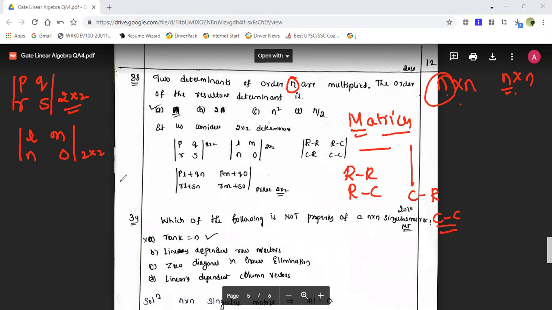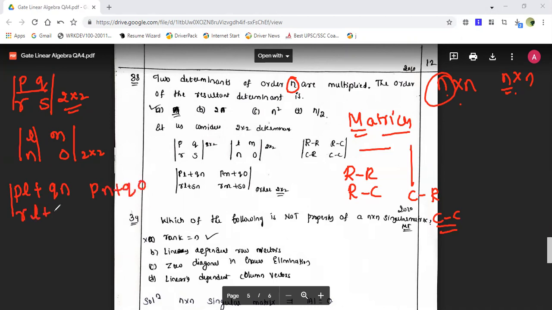Now for this example, I'll just go with row and column. No worry. So I'll just multiply these two. That is P into L, row with column I'm doing. P into L plus Q into N, then P into M plus Q into O.